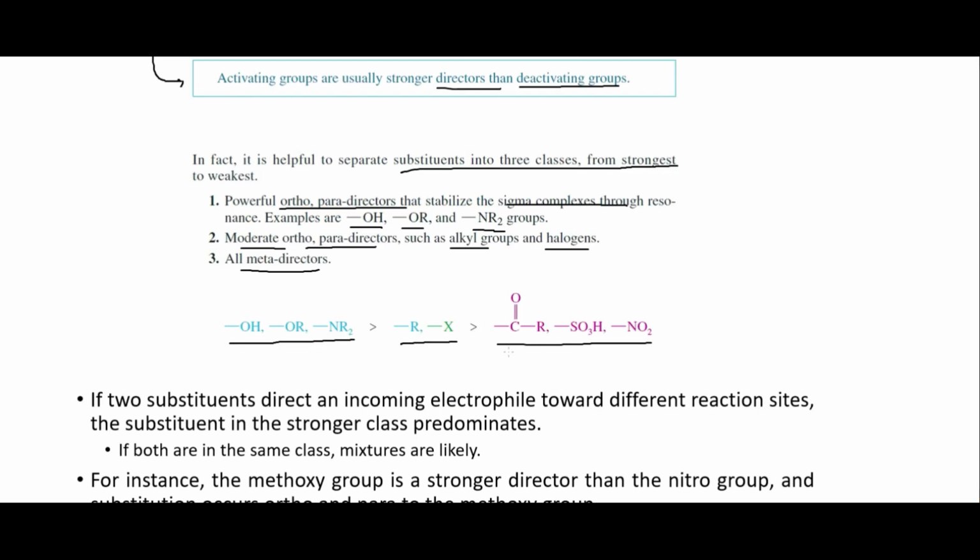So what we see is that if 2 substituents direct an incoming electrophile toward different reaction sites, the substituent in the stronger class predominates, where this one right here is the strongest, this is the weakest. So if we have one of these, then they are going to predominate over the other 2. If we have one of these and one of these, for instance, then this one is going to predominate over this one. If we have substituents in the same class, then we are going to get mixtures.